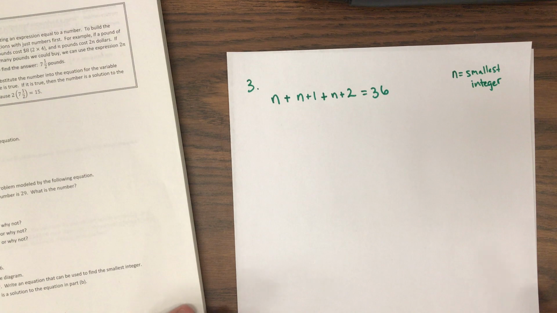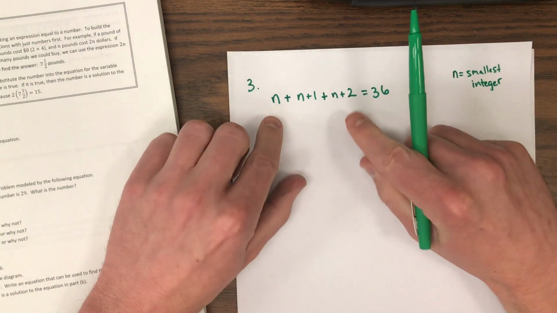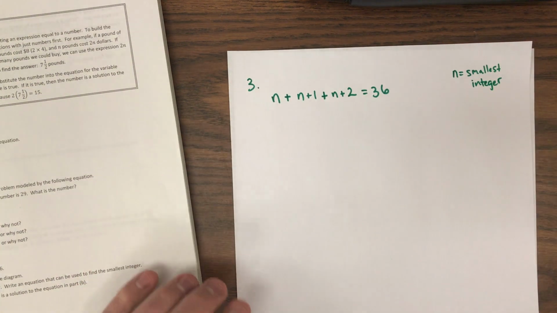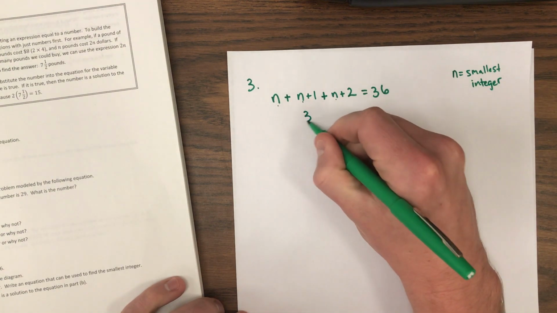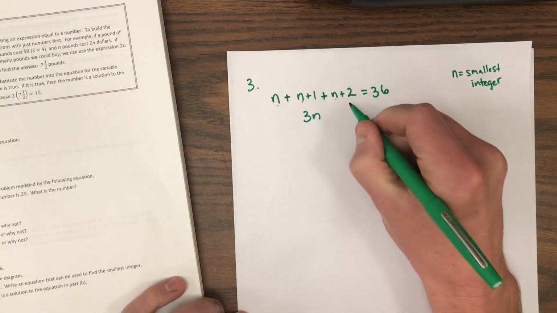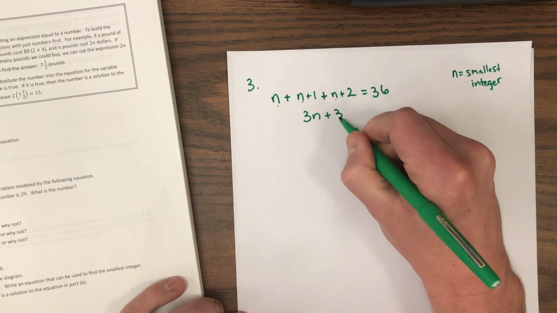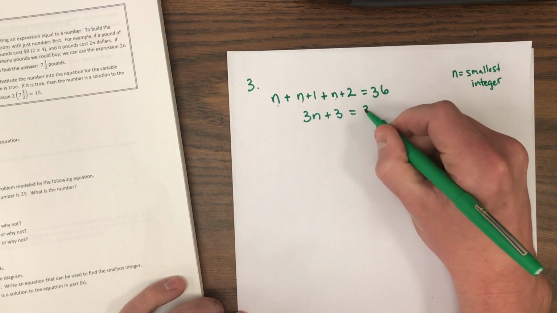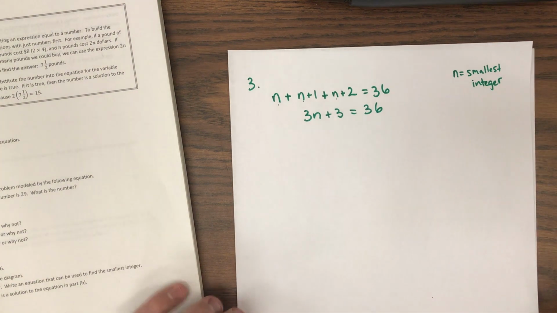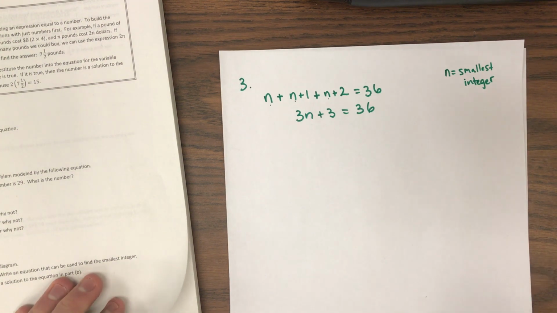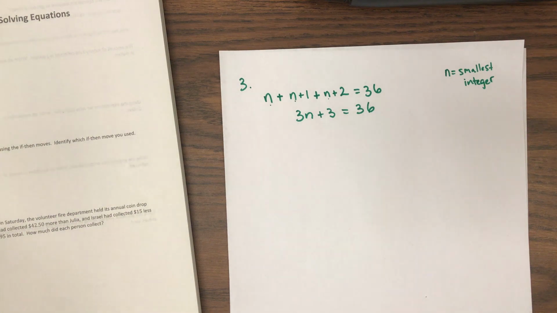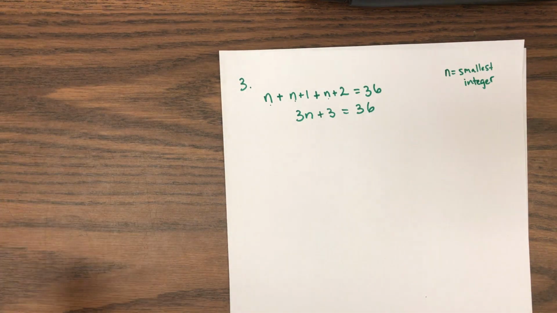So there's our equation, and we can simplify this. We can write this expression on the left side of the equation in standard form. n plus n is 3n, and 1 plus 2 is 3. So what we really have here is 3n plus 3 equals 36. And now they just want you to check whether or not those 3 values down here for part C are the solutions. I'm not going to help you with that part because I've been helping you with verifying.